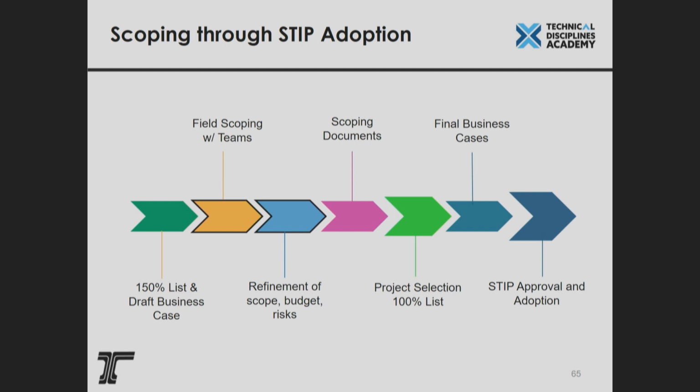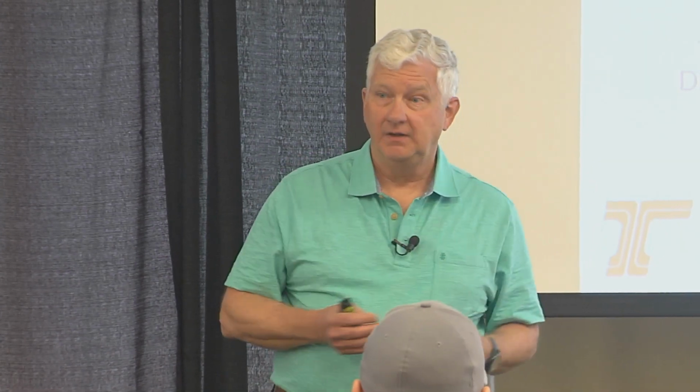So we get the wish list together, the field scoping, and that's where the project leader will assemble project teams and actually go through the wish list and task everyone with, okay, what is this project? What are the components of it? What do we need? What does that actually look like as a project?